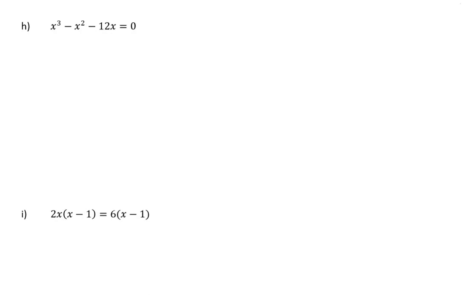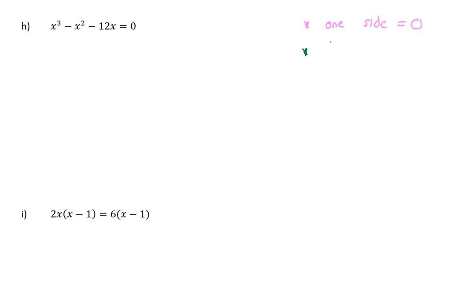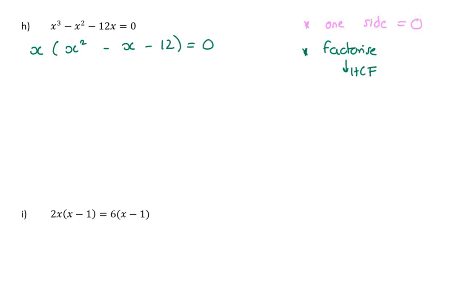Okay, so hopefully you've tried it. Cubic equation, how weird. One side is equal to 0, so that's good for us. And so I don't really know what I'm doing. This is problem solving, but I'm going to factorize. And when you factorize, you check for a highest common factor. And there's an x. And that leaves me with x squared minus x minus 12. Now this is very much a problem solving question. This would be classified as very difficult.